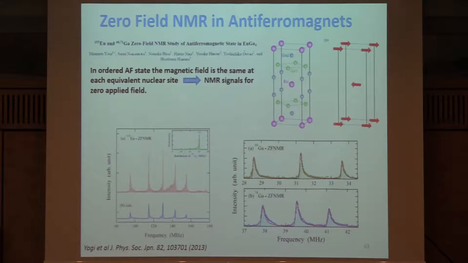Another interesting way of looking at the presence of magnetic order, antiferromagnetic order here, is zero field nuclear magnetic resonance. Okay, if you apply a magnetic field to a material, then you can get resonance associated with the precessional motion of the nuclei, NMR. And you can do this for any nucleus with a moment. So what's going on here is, this is europium gallium-4, and this is varying frequency and looking for resonances, okay, without any applied field, okay?